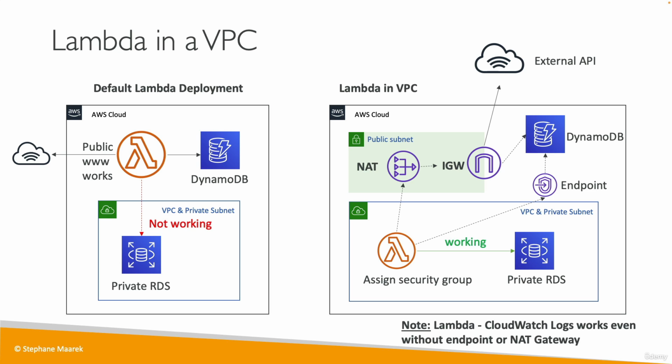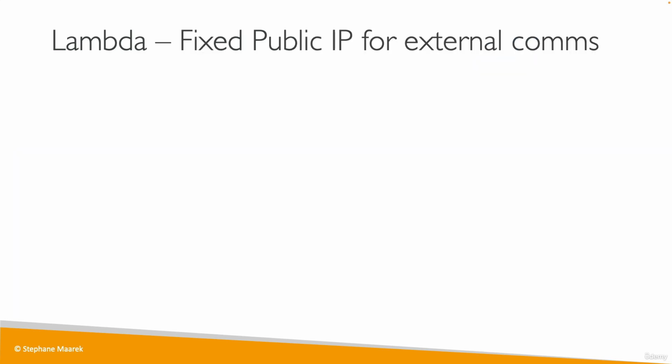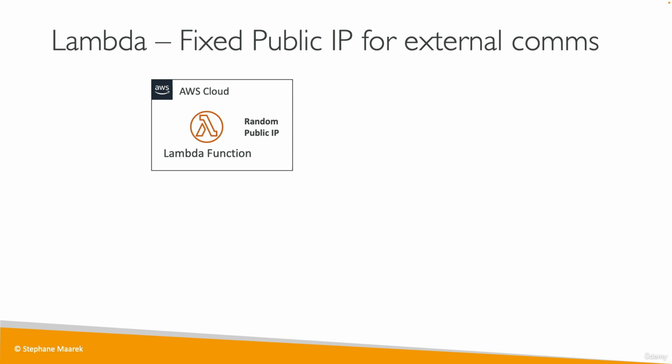So now that we know how Lambda and the VPC work, let's discuss how it goes for the IP. When you deploy a Lambda function in your public cloud on AWS without a VPC setting, it's going to get a random public IP from the AWS public IP pool. And so when it accesses the internet, the API that you're trying to access just sees traffic from a random public IP. And this is good.